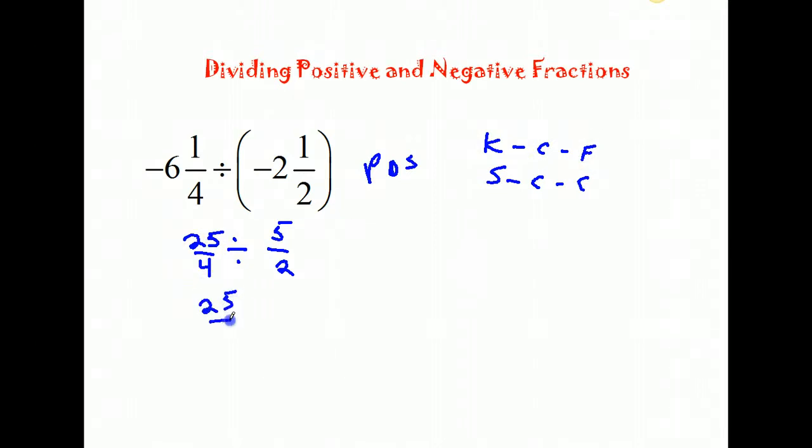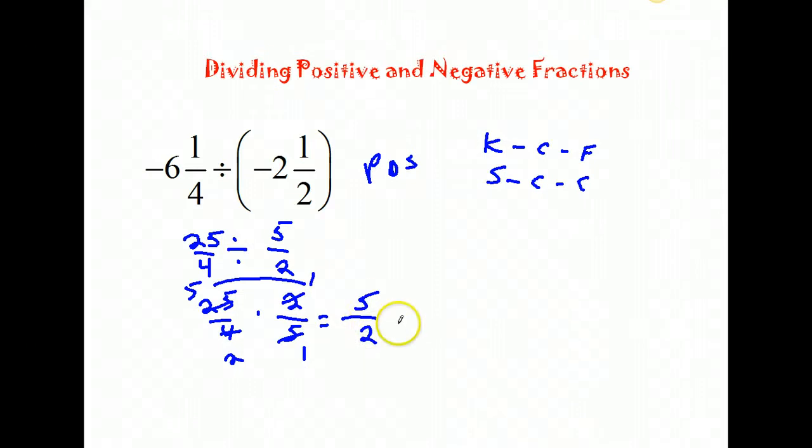First fraction stays the same. Change the multiplication. Flip the second fraction. Look to see if I can cancel. 2 goes into 2 once. 2 goes into 4 twice. 5 goes into 5 once. 5 goes into 25 5 times. These are smaller numbers to work with. 5 times 1 is 5. 2 times 1 is 2. Okay, that's improper. 2 goes into 5 twice with 1 left over. 2 1/2. And we said positive, so positive 2 1/2. Yep, pretty easy, huh?